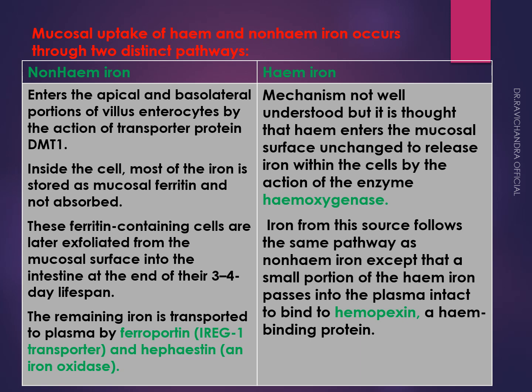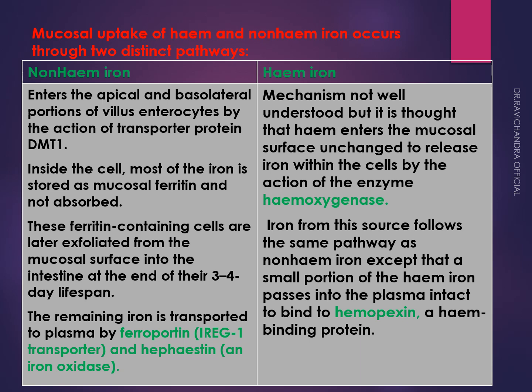So three transporters are there: DMT1, transferrin, ferroportin, hephaestin. Among these, ferrous form is transported by DMT1 and the iron is transported to plasma by ferroportin and hephaestin.